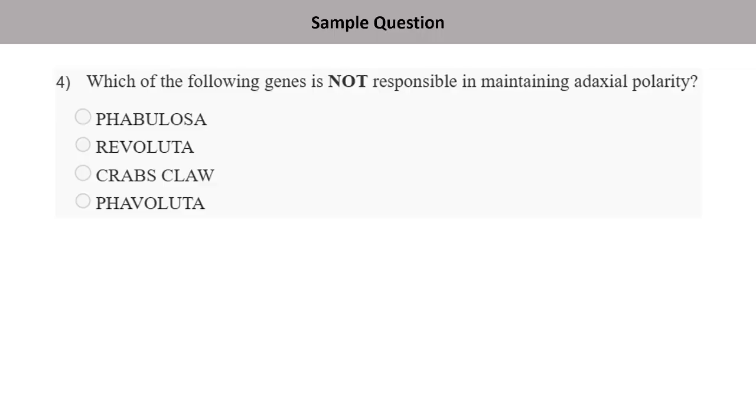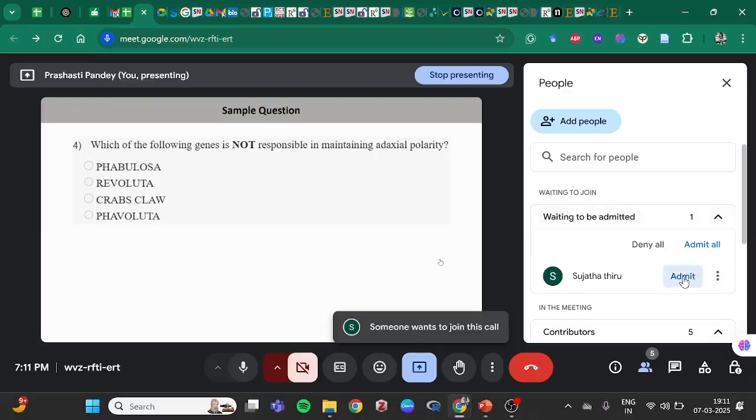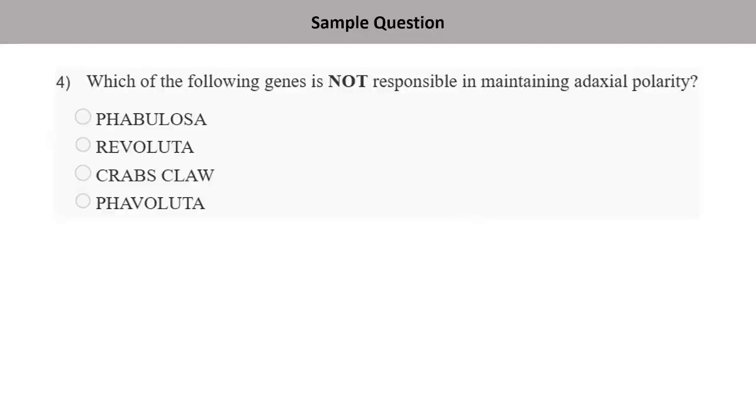And your first question is, which of the following genes is not responsible in maintaining adaxial polarity? Your options are fabulosa, revoluta, crab's claw, and favulota gene. I'll give you 2 minutes. If you know the answer, please answer it.